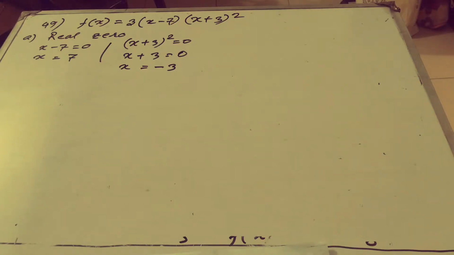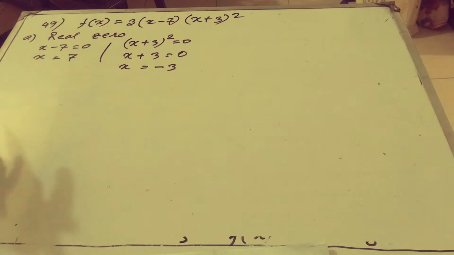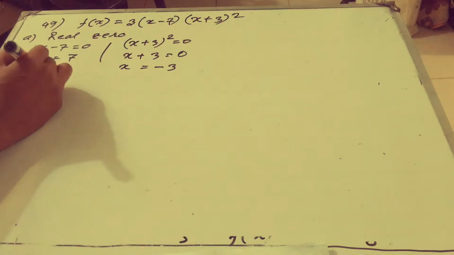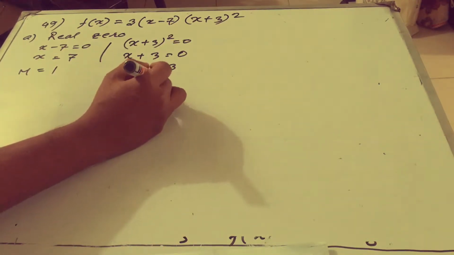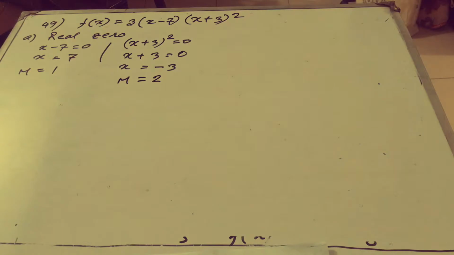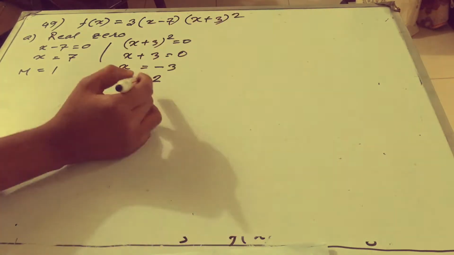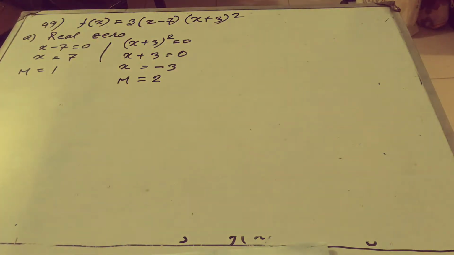And what is the multiplicity? Multiplicity is the power of the factor. This is a factor and the power is 1, so the multiplicity here is 1, and in this case the multiplicity is 2. So this is their multiplicity. Multiplicity is just the power of the factor. The power of this is 2, so the multiplicity is 2, and the power of this is 1, so the multiplicity is 1.